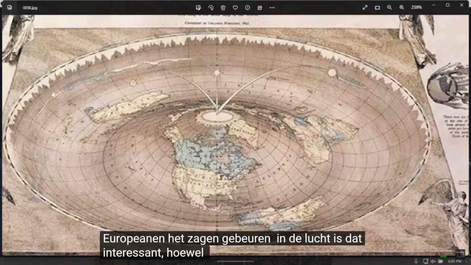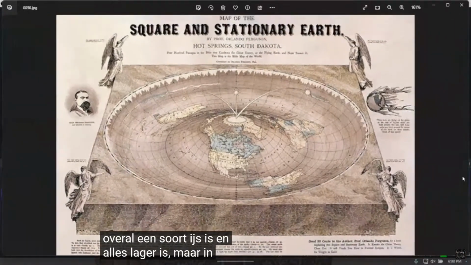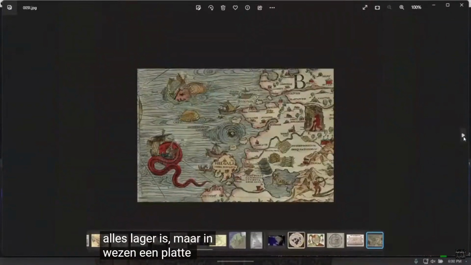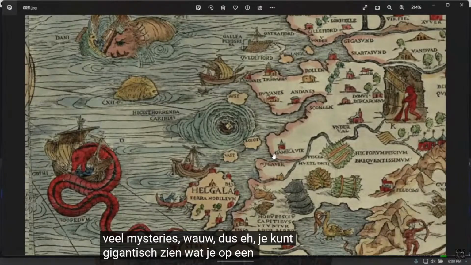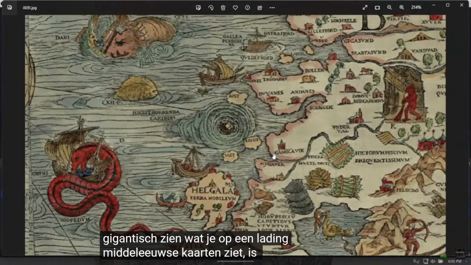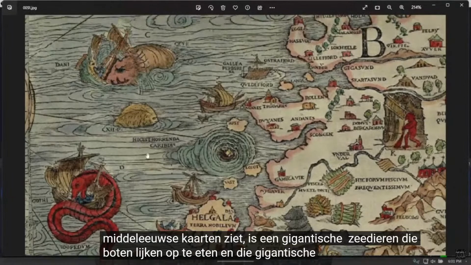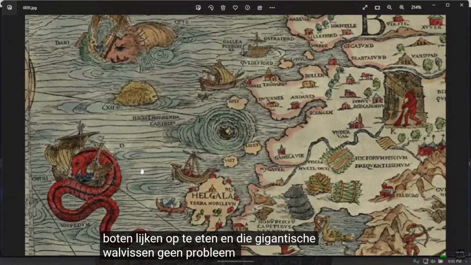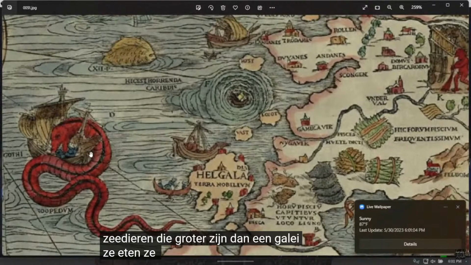It's interesting how there's sort of ice all the way around and everything is lower, but it's essentially a flat Earth map. There are many mysteries. Wow. So what you see on a load of Middle Ages maps is giant sea creatures that seem to be eating boats, and these giant whales, no problem. Humongous sea creatures that are bigger than a galley. They're just no problem eating them.